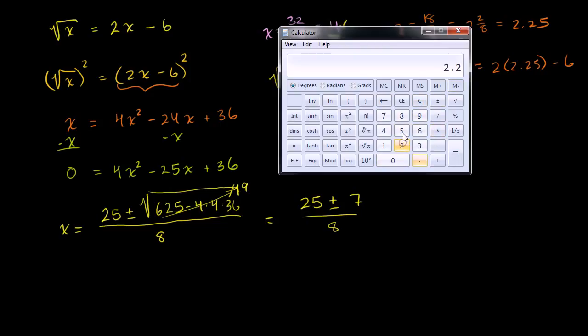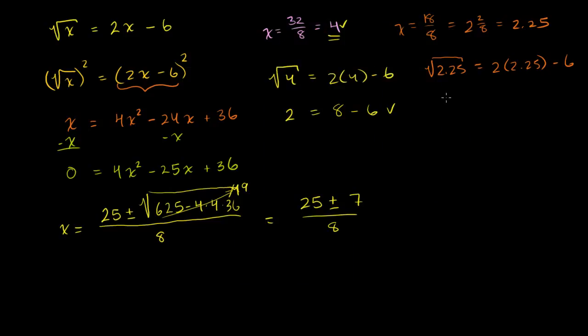So 2.25, take the square root, it's 1.5. The principal root is 1.5. Another square root is negative 1.5. So it's 1.5. And then according to this, this should be equal to 2 times 2.25, which is 4.5, minus 6. Now, is this true? This is telling us that 1.5 is equal to negative 1.5. This is not true. 2.25 did not work for this radical equation. We call this an extraneous solution.